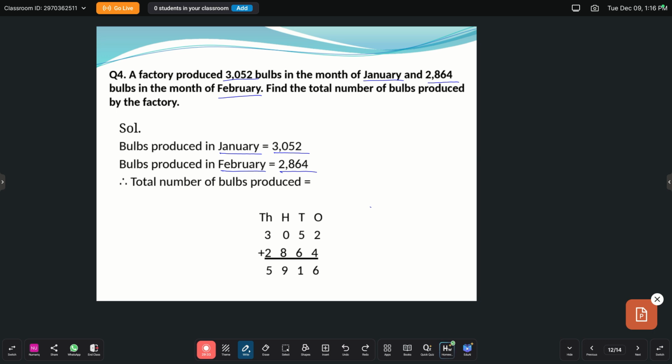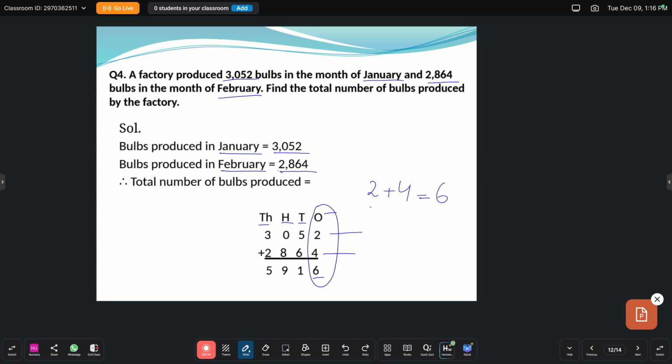Now we have to find the total number of bulbs that the factory produced. Let us write the places first of all. We will write ones place, tens place, hundreds and thousands. After that, we will write the number 3,052 as the first addend and 2,864 as the second addend. Now we will find their sum. To find the sum, we will begin adding the addends from the ones column. So we have 2, the first addend, and 4, the second addend. So 2 plus 4 is 6.